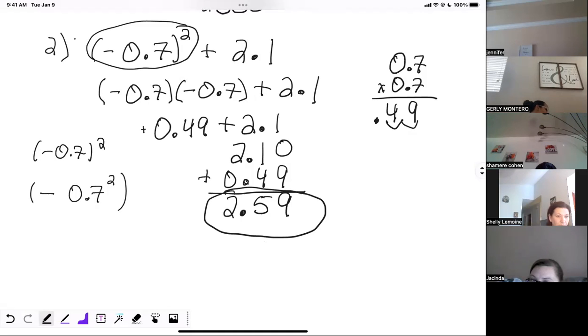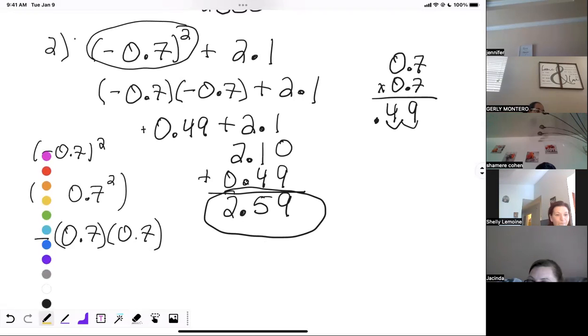This one is saying negative 0.7 times 0.7. This negative is not with this 2. They are not attached to each other. This is like a -1 times. So the only thing that you're squaring is a 0.7. You're not squaring a -1. I know that's a tough question because it's a pretty advanced question, but that's what it means. So it means something completely different.